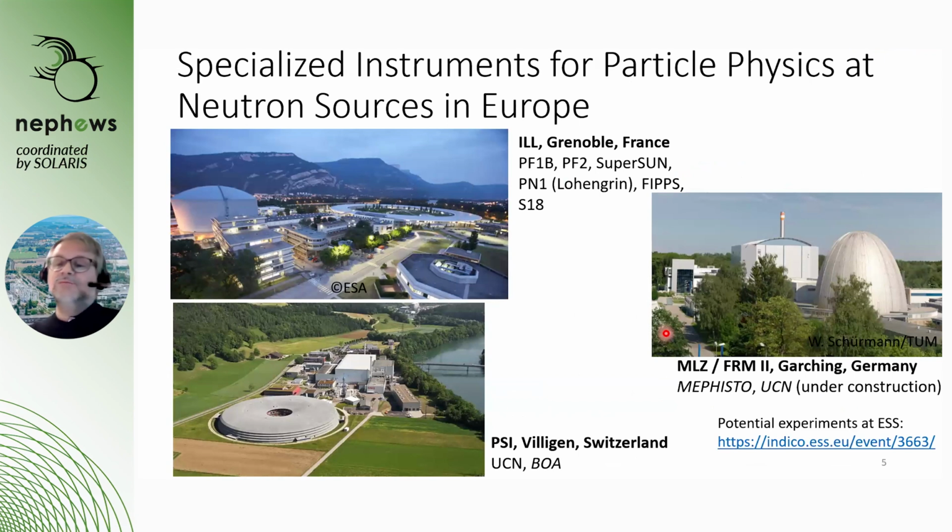If you now look at where you can do particle physics with neutrons, there's traditionally a lot of strong instruments at ILL in Grenoble, which we'll look at in a second. But you can also go to PSI, where they have ultra-cold neutrons and a general purpose cold beamline. The particle physics beamlines and instruments at the FRM in Garching are still under construction. And if you would like to know about potential new endeavors at the European Spallation Source, there was an event at ESS last week discussing the options there.